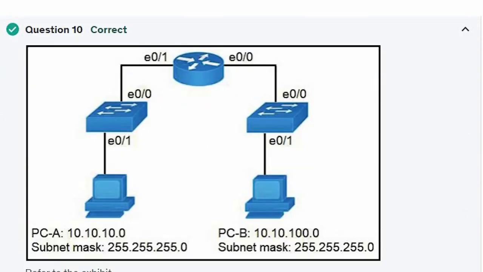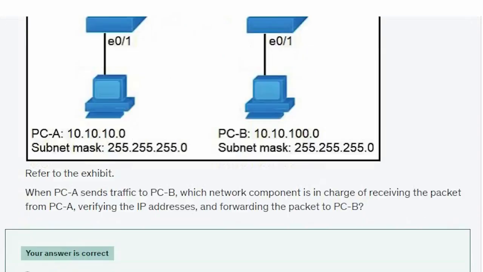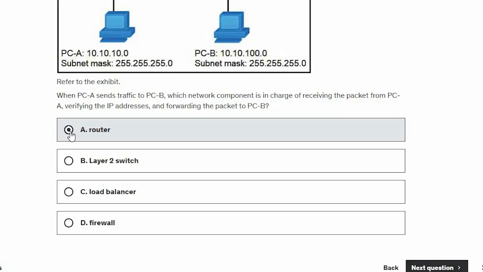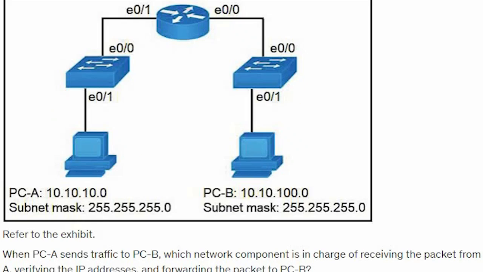Question number 4, explanation. Answer number 1, which is the correct answer for the question. A router is the network component responsible for receiving packet, checking the destination IP address, and forwarding the packet to the correct destination. It operates at the network layer or layer 3 of the OSI model, making the routing decision based on IP addresses. This is the correct answer.